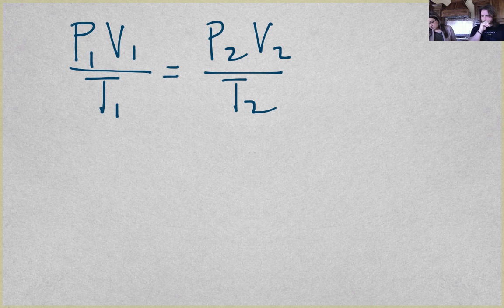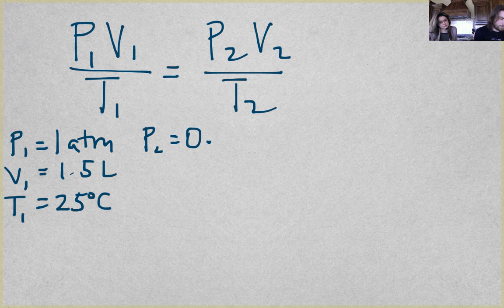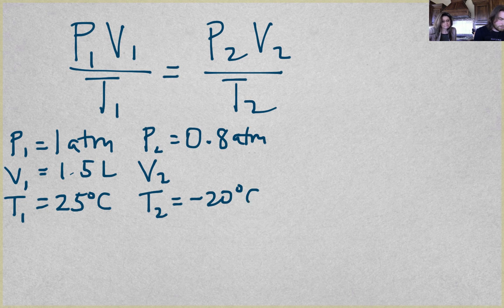Let's say we have a gas that has a volume of 1.5 liters at 1 atmosphere. So P1 is 1 atmosphere, and V1 is 1.5 liters. And we're at 25 degrees Celsius, so room temperature. Then we're going to decrease our pressure to 0.8 atmospheres. Pressure 2 would be 0.8 atmospheres. And we're going to decrease our temperature to negative 20 degrees Celsius. And we want to know the new volume, so we're trying to find that new volume.